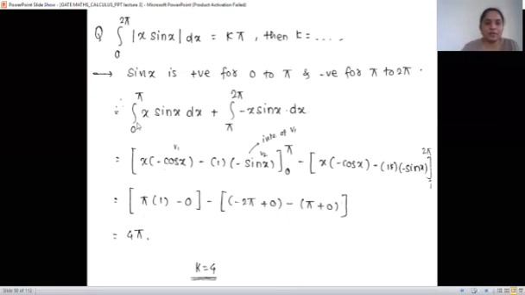Solving this integration by Leibniz theorem, we get x into minus cos x, that is u v1 minus u dash v2, minus second function, and applying limits we get 4 pi. The answer is 4 pi. It is given as k pi. So your answer is 4 pi and they have given us k pi. Comparing them, we get k is equal to 4.